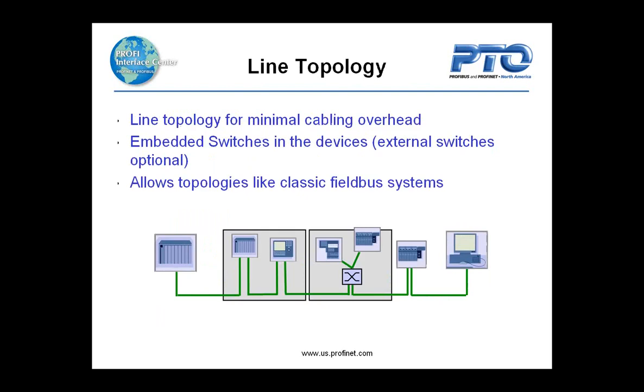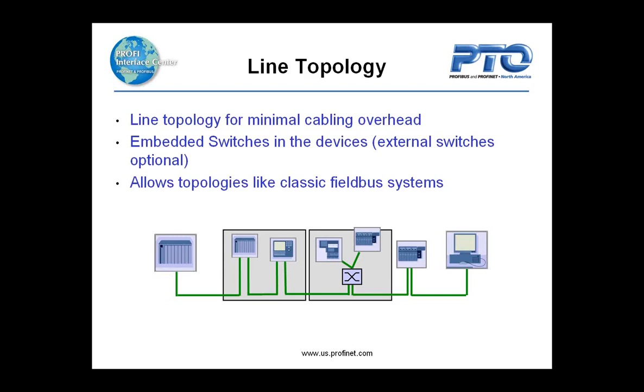Line topologies are nice if you want to minimize the cabling overhead. And in that case, a lot of times the devices on the industrial side, especially with Profinet, for instance, come with embedded switches in the devices. So you don't have to have an external switch in that case. It's optional. And then it allows you to do a topology like in a classic field bus system.